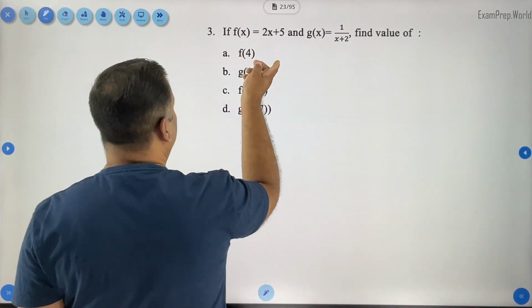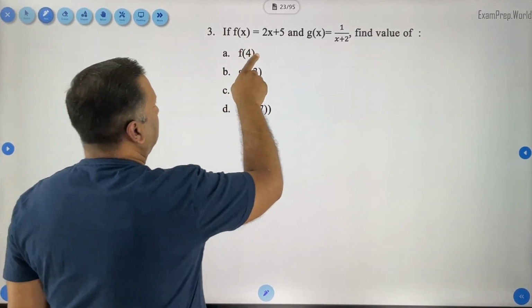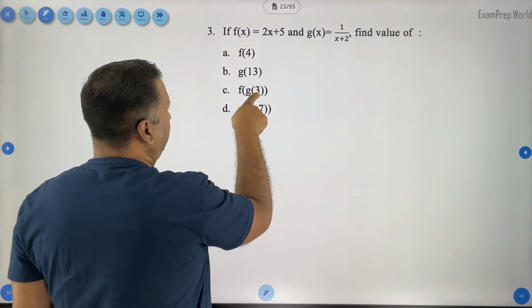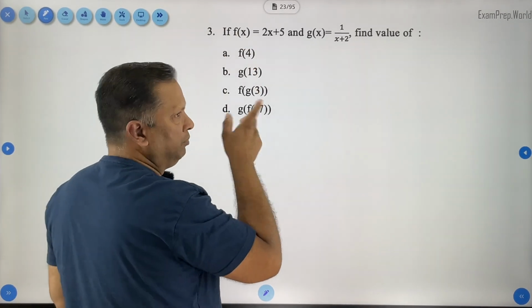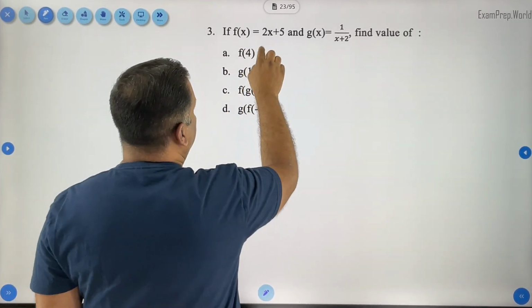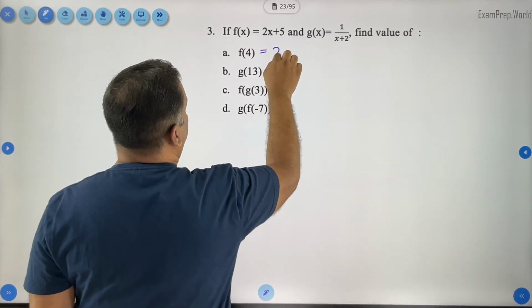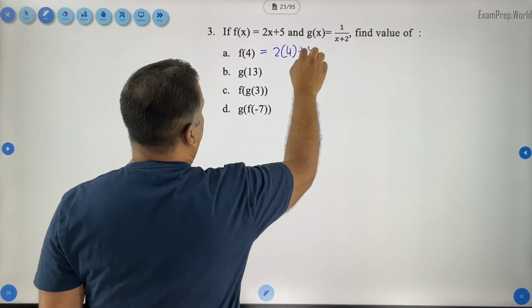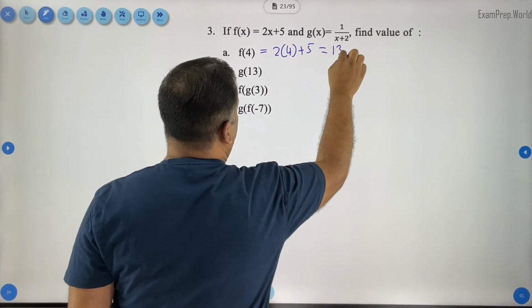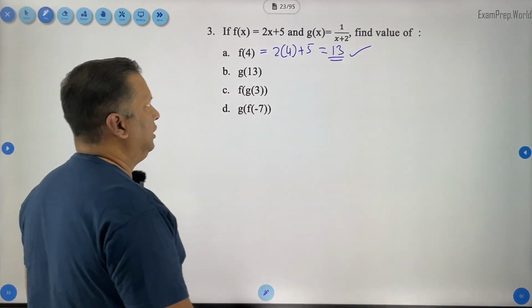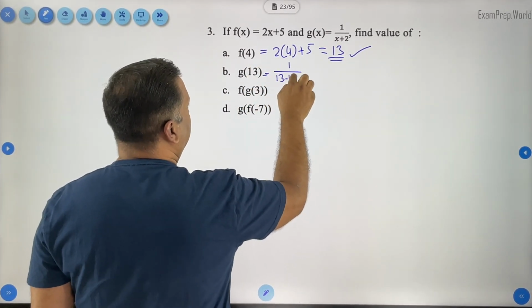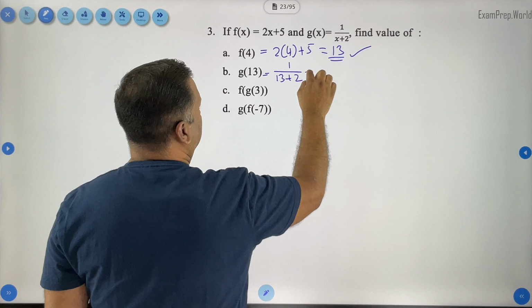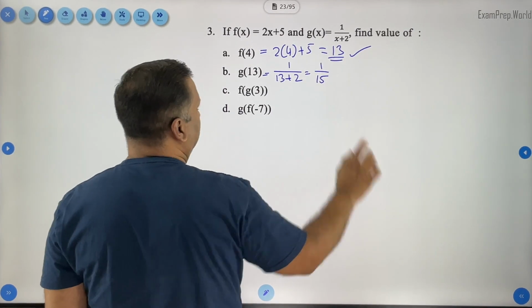And after finding, they are also giving some value. So here it is a direct input value, like we did in the beginning. For finding f of 4, this should be 2 times 4 plus 5, 8 plus 5, 13. As simple as that, right? Now g of 13 will be 1 by 13 plus 2. I will input 13 here, so it is 1 by 15.